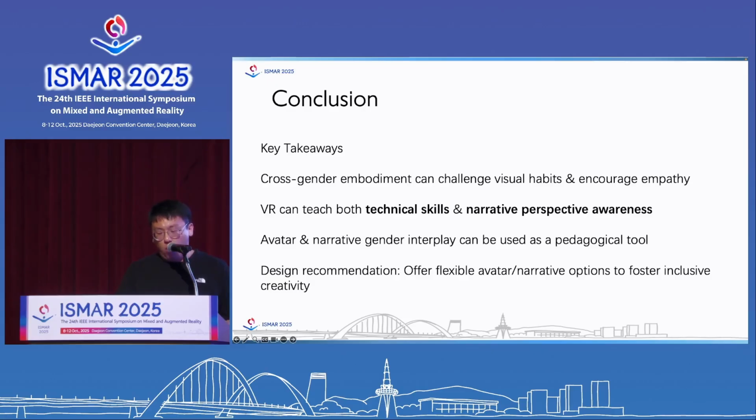This work shows that VR is not only a camera tool, but also a mirror of perspective. By letting learners switch roles and gaze, we can help them see film and themselves in new ways.